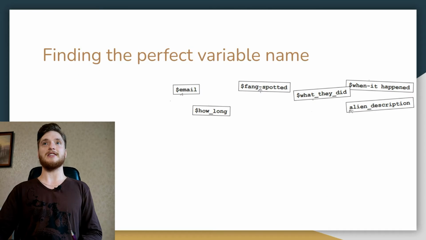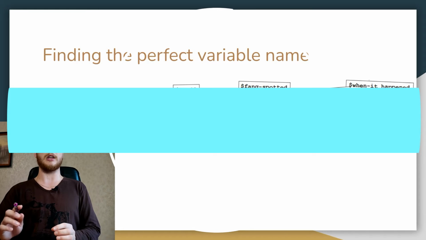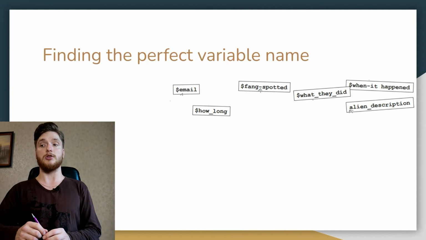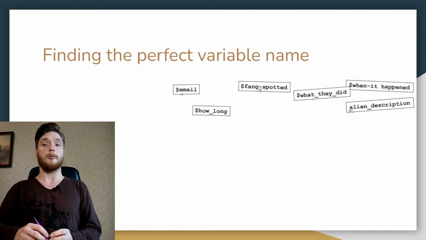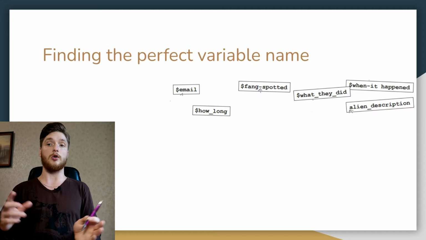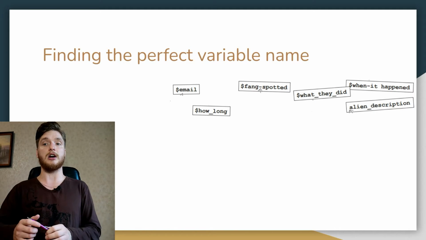Okay, finding the perfect variable name. A variable is a container that you can store data in. The variable has a unique name. In addition to starting with a $, PHP variable names are also case sensitive. But that's not all. There are other important rules governing how you name variables.